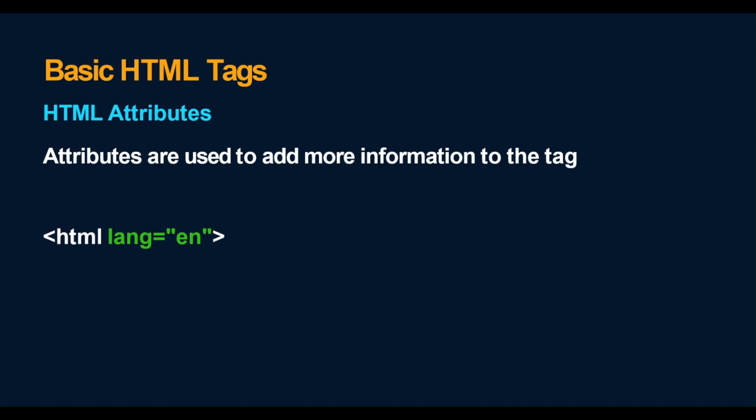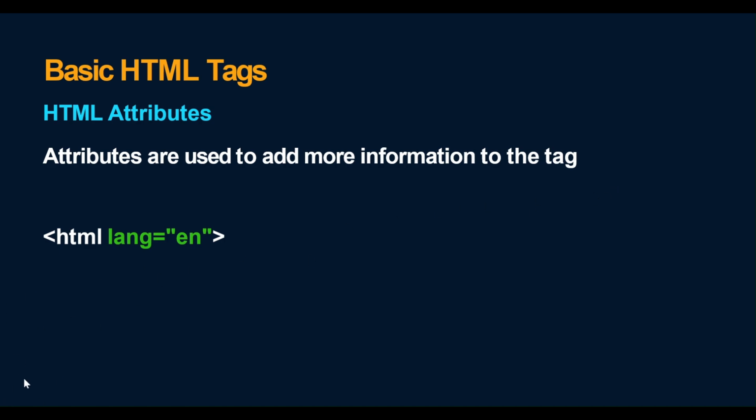So what is an HTML attribute? Let's start. Basically, HTML attributes are the properties that define a tag. Suppose every tag has its own properties. If you want to set a property on a tag, then you can use an HTML attribute.